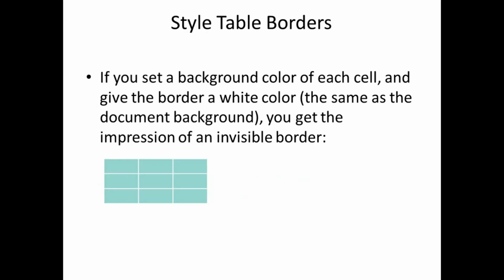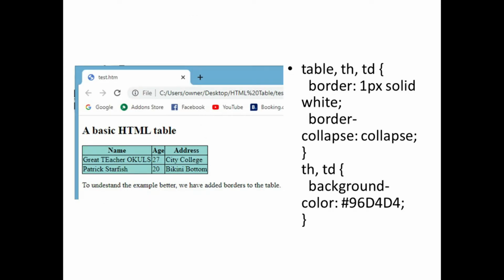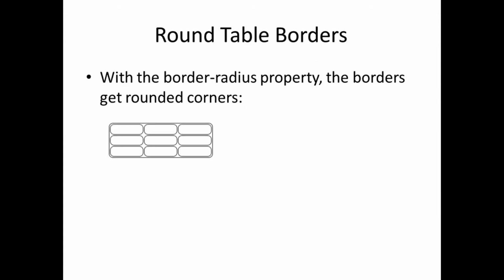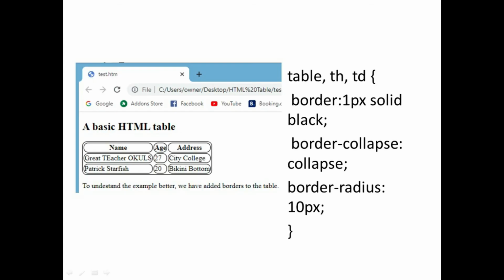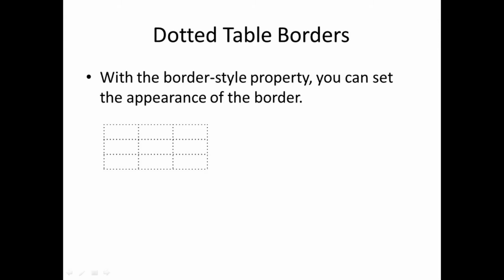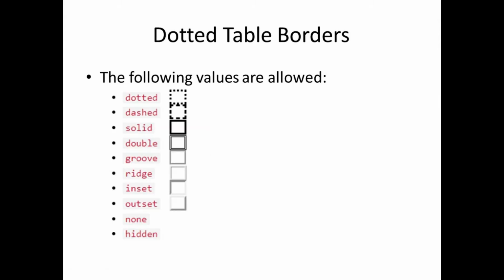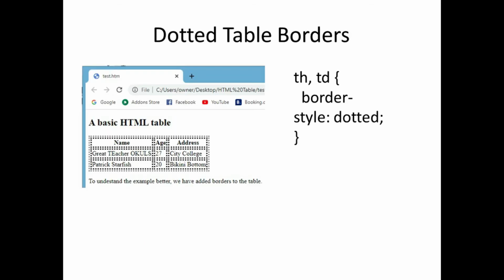Style table borders. If you set a background color of each cell, and give the border a white color, the same as the document background, you get the impression of an invisible border. Round table borders. With the border-radius property, the borders get rounded corners. Dotted table borders. With the border-style property, you can set the appearance of the border. The following values are allowed: dotted, dashed, solid, double, groove, ridge, inset, outset, none, hidden.